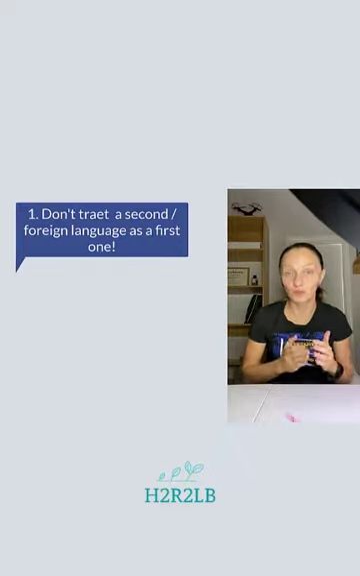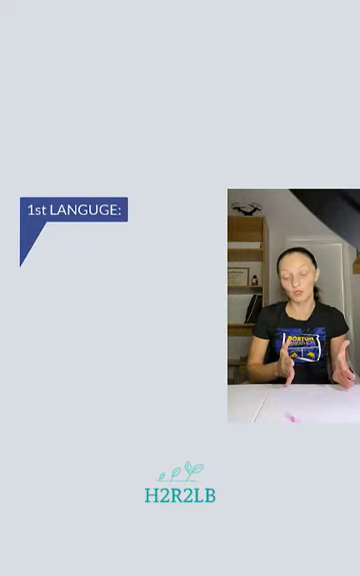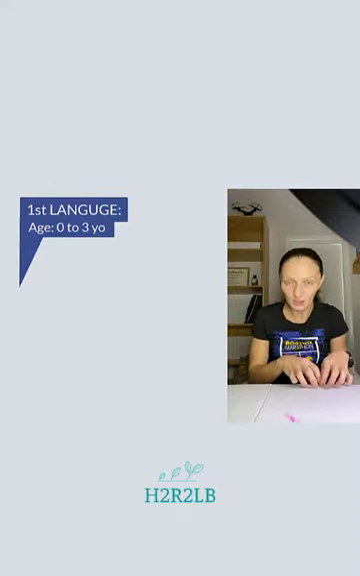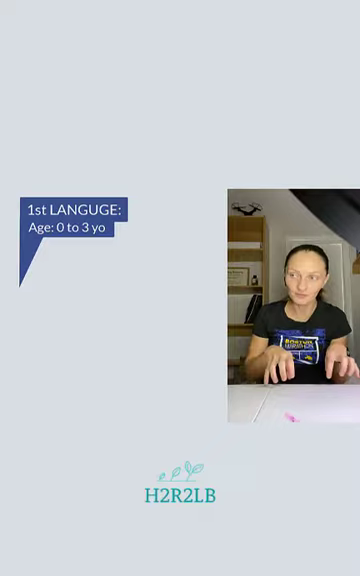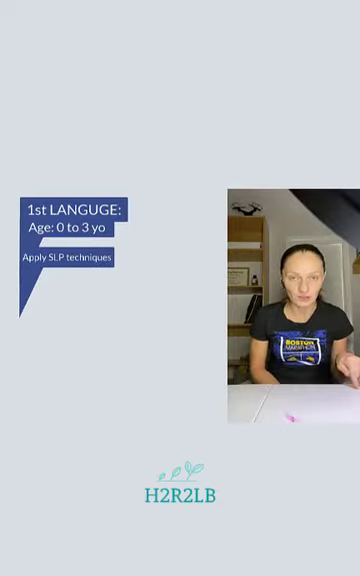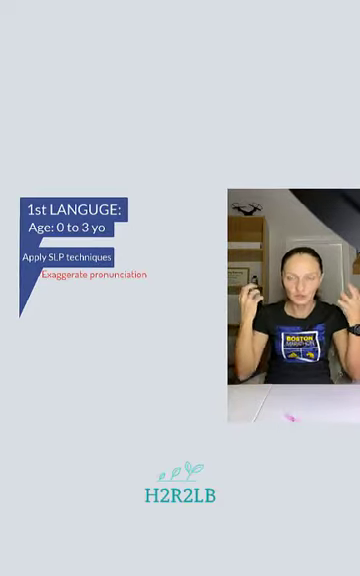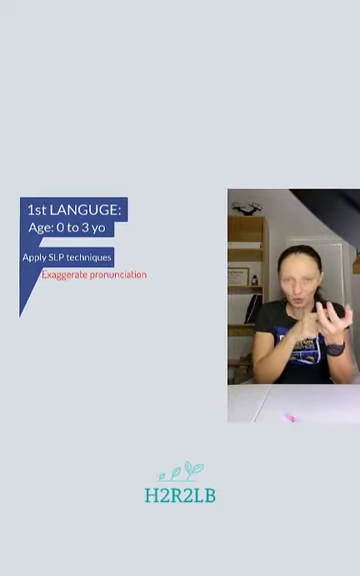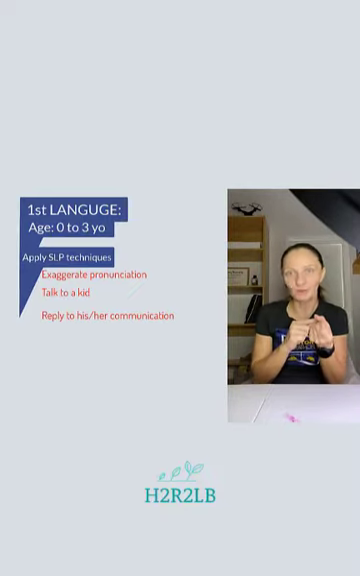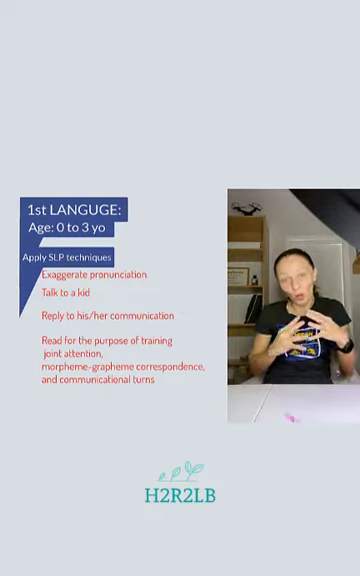It's because when a child acquires a first language, or multiple languages, for the first time, at the age from 0 to 3, this is when the first language happens, the basics. So what we do here, we apply SLP methods. We exaggerate pronunciation, we talk to our kids, we reply to their communications, and we read from time to time. But reading is not about what we read.